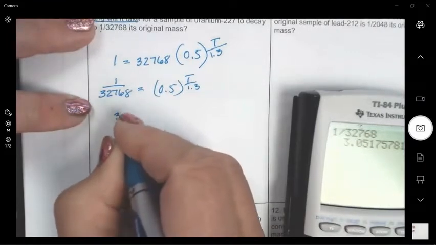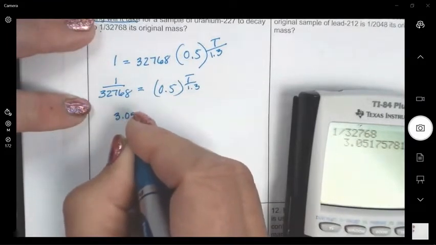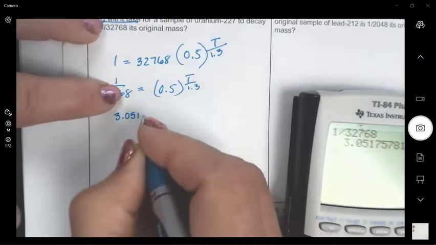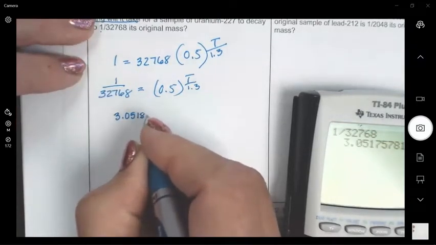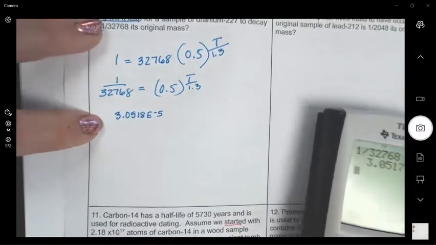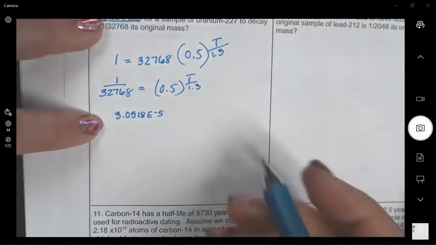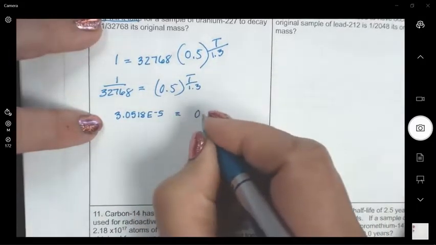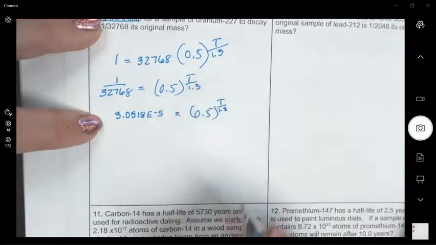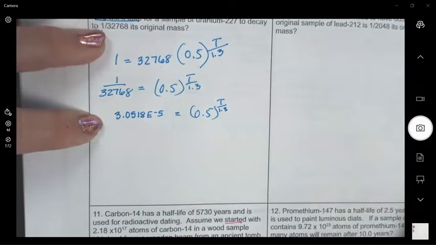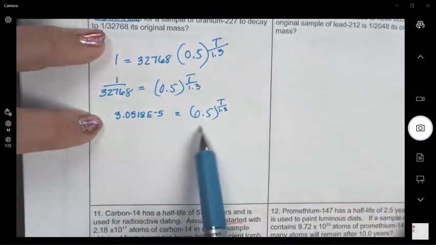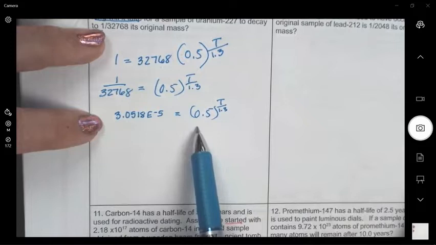So we get 3.0512134518. And then I'm going to use e to the minus 5 just because it takes up less room, but that's times 10 to the negative 5th. And that equals 0.5 to the T over half-life. Then what's my next step? Whenever I'm solving for T, I've got to take the log, but I don't take it until now, right?